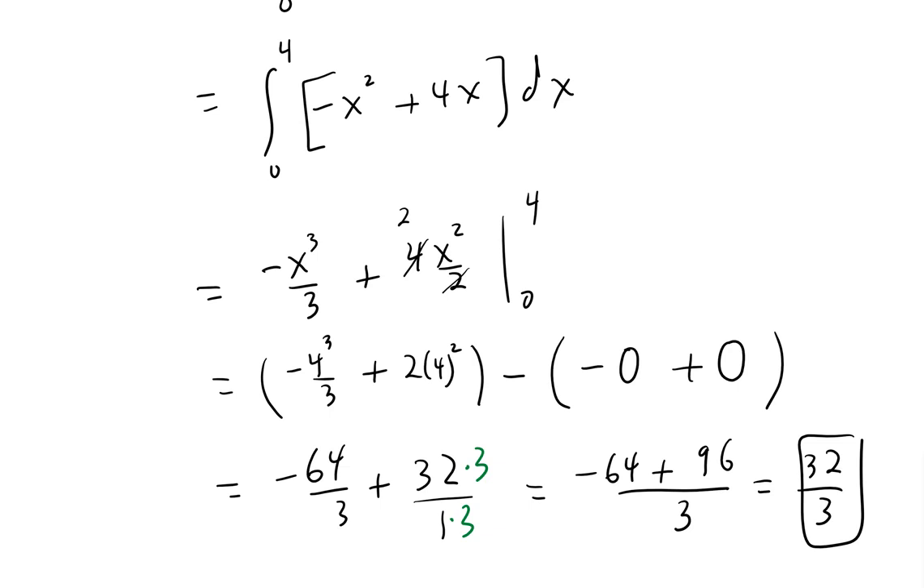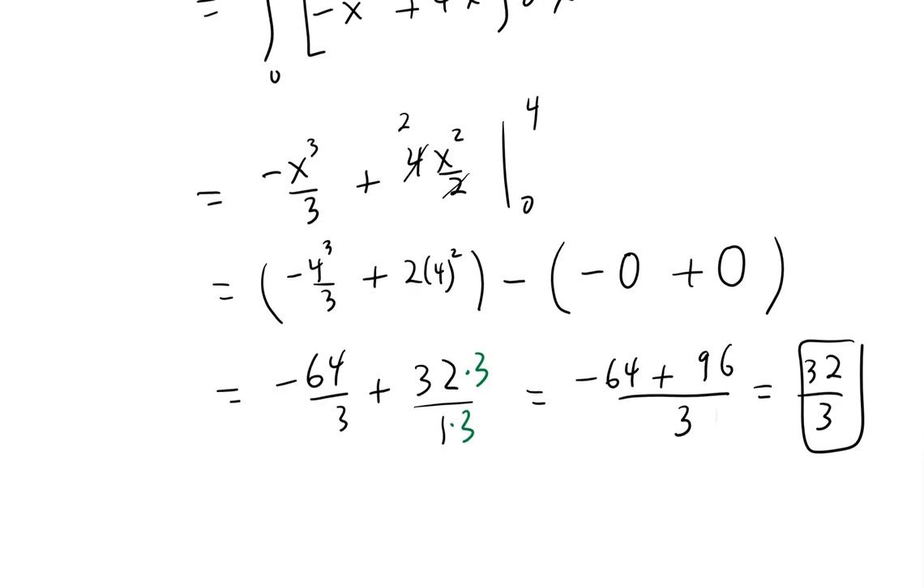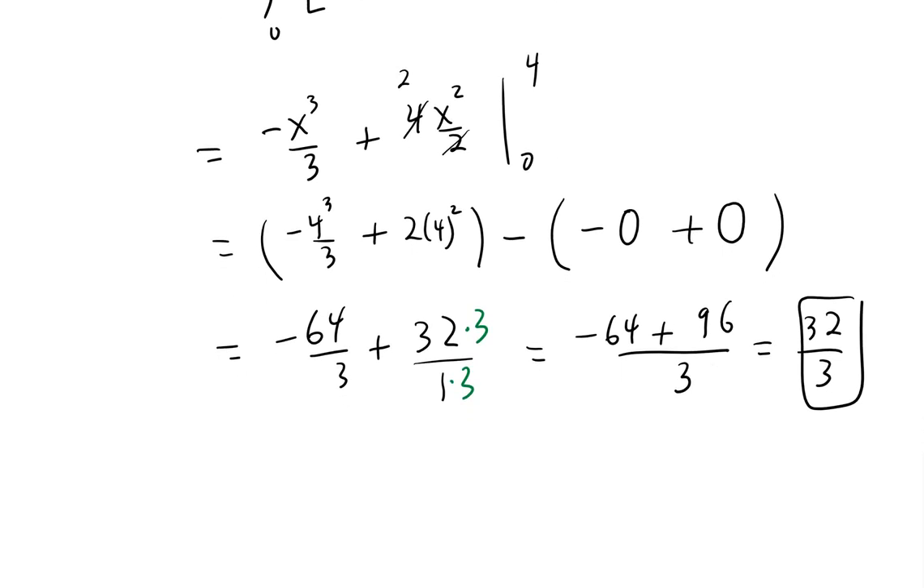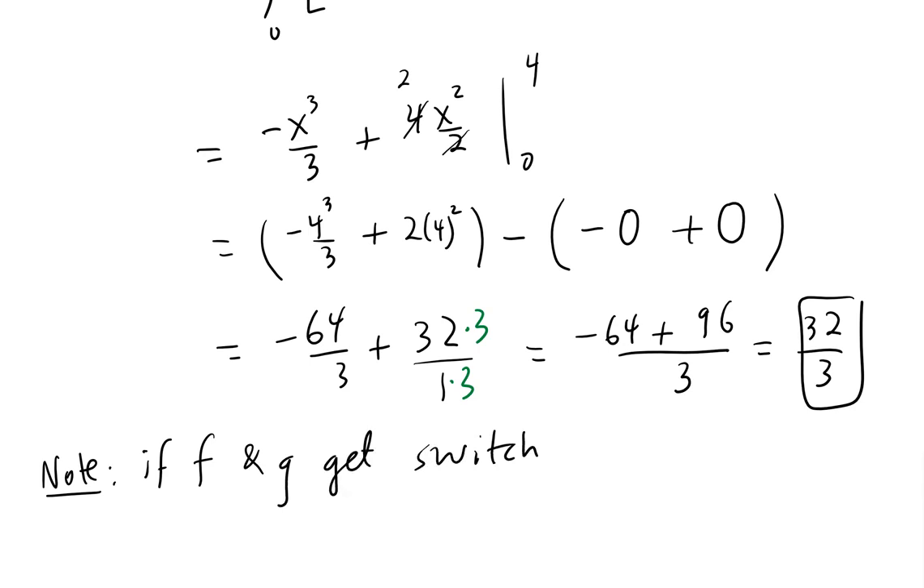Sometimes, if you don't graph it, how do you know which one is higher? Probably you won't. In this case, you might get the opposite answer if you swap f and g. If f and g get switched, you end up obtaining the opposite answer. Opposite means negative becomes positive, positive becomes negative.